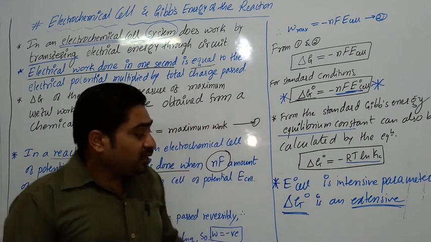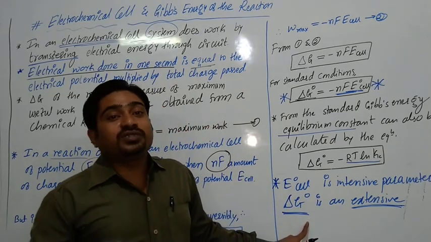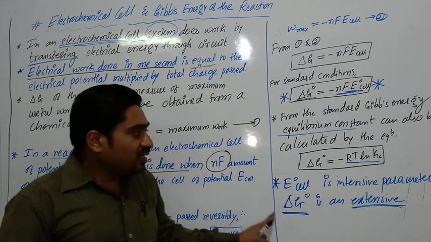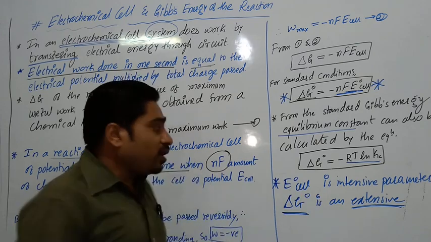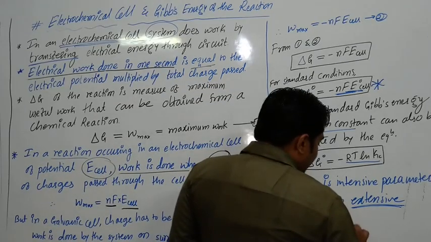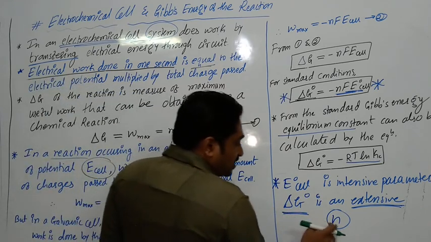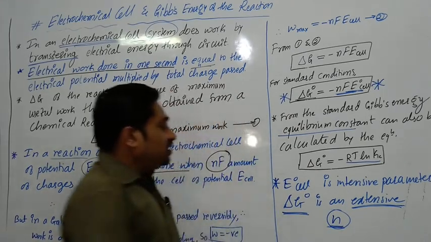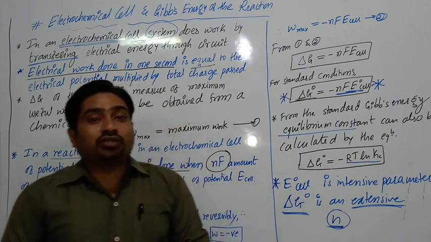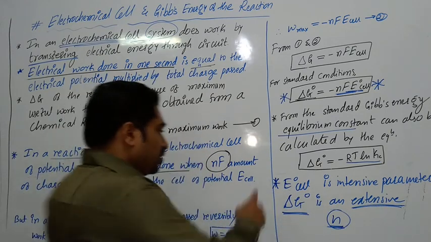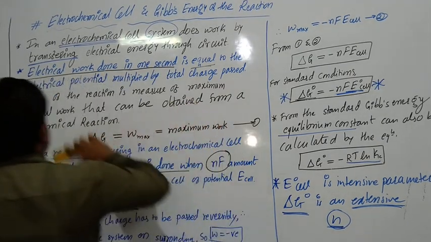Extensive means what? The property of the system which is dependent on the amount of substance present in the system. Here we are not changing any amount of substance, but we are changing the value of n, the number of electrons transferred. Delta G is an extensive property and it depends upon the number of electrons transferred in the system. I will understand this better by taking an example.